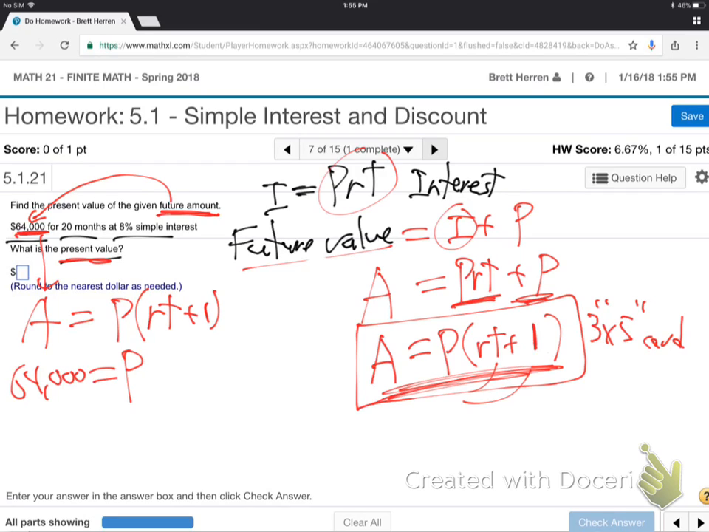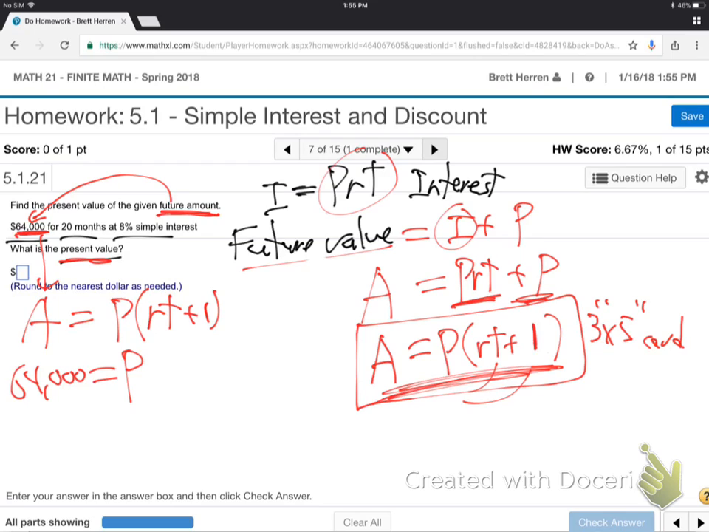Y'all with me? Am I losing you? Does that make sense? Let me see if you understand. Is the P going to come out higher or lower than the 64,000? Going to be lower, because we borrowed some lower amount of money, and at the end of the time we got to pay back what we borrowed plus some more. So the 64,000, which is the future amount we're paying back, is higher than what we borrowed.